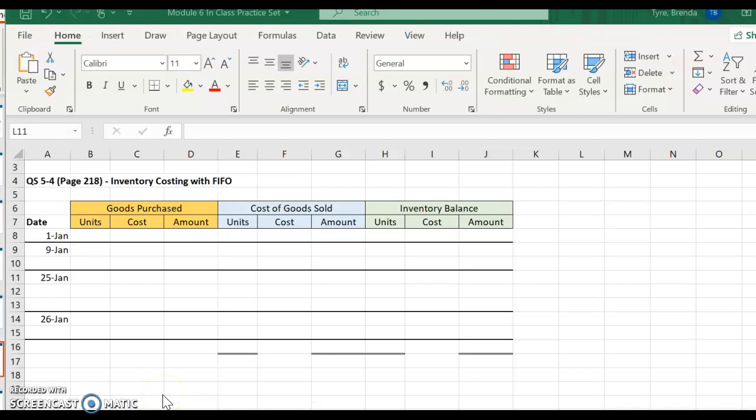Refer to your textbook, page 218, for the QS54 problem. In this problem, we're asked to compute the cost of goods sold and inventory balance using the FIFO method. On January 1st, we have beginning inventory of 320 units, cost of $3. So we'll extend that out, and we get $960. On January 9th, we purchase units, and they have a cost of $3.20.